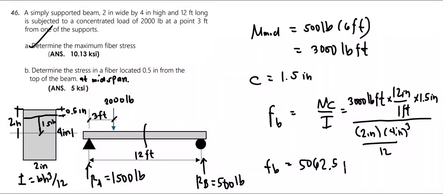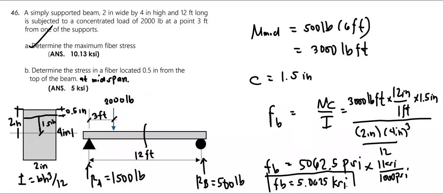We get our stress equal to 5,062.5 pound per square inch. Or to convert this into KSI, we multiply this by a conversion factor of 1 KSI per 1000 PSI. This is equal to 5.0625 KSI. And that is the final answer for the second problem, which is approximately equal to 5 KSI.